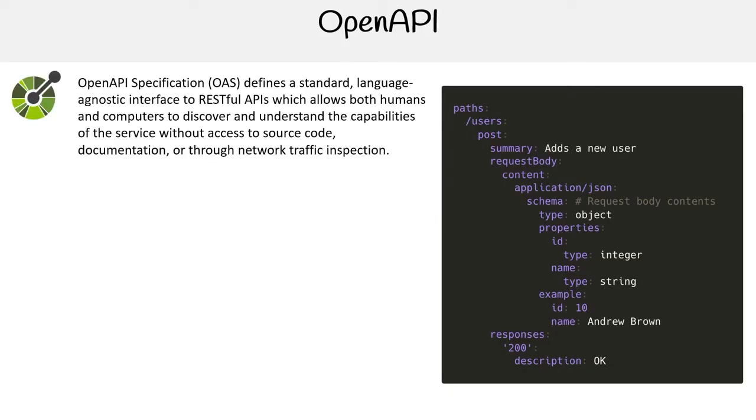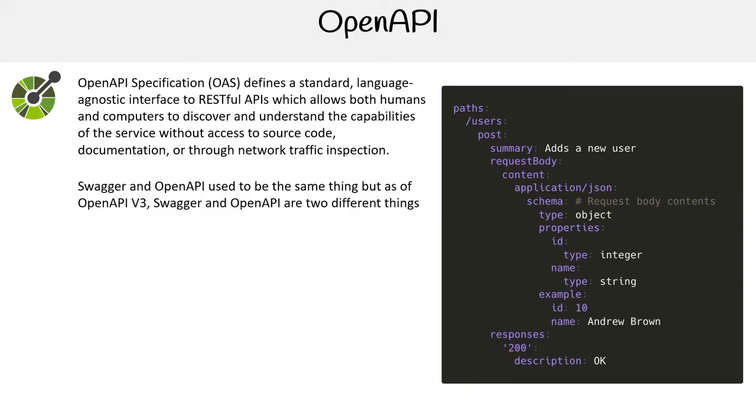So OpenAPI specification, OAS, defines a standard, language-agnostic interface to RESTful APIs, which allows both humans and computers to discover and understand the capabilities of the service without access to source code, documentation, or through network traffic inspection. And OpenAPI is really the leading one. This is what pretty much everybody uses nowadays.